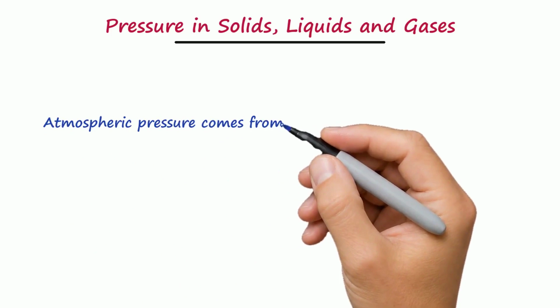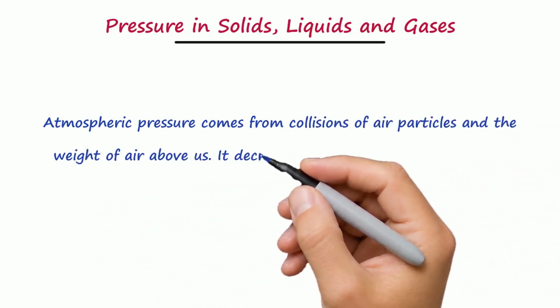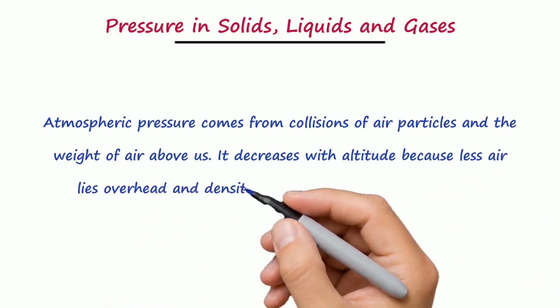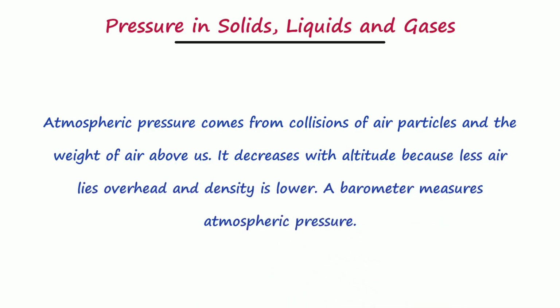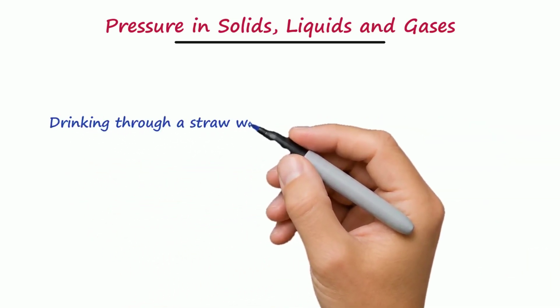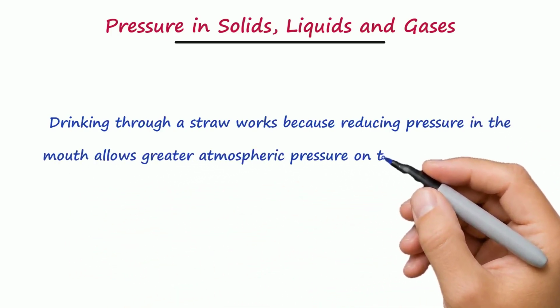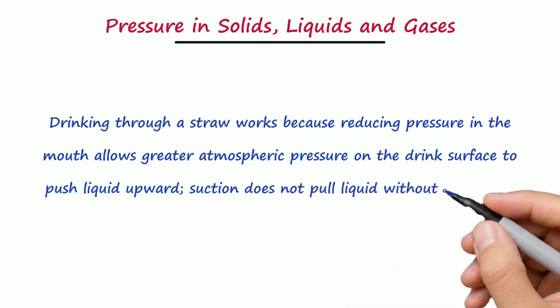Atmospheric pressure comes from collisions of air particles and the weight of air above us. It decreases with altitude because less air lies overhead and density is lower. A barometer measures atmospheric pressure. Drinking through a straw works because reducing pressure in the mouth allows greater atmospheric pressure on the drink surface to push liquid upward. Suction does not pull liquid without a pressure difference.